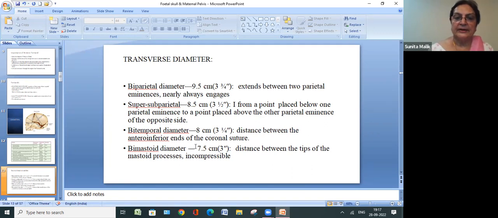This is very important. If any pelvis is asymmetrical or too much contracted, and it cannot even accommodate 7.5 centimeters, then we can't even think of doing destructive operations. So the importance of this diameter is bitemporal and bimastoid diameters. So it all depends on the contracted pelvis. If these are there, then don't even think of doing any destructive operation, even in a dead baby. Okay.